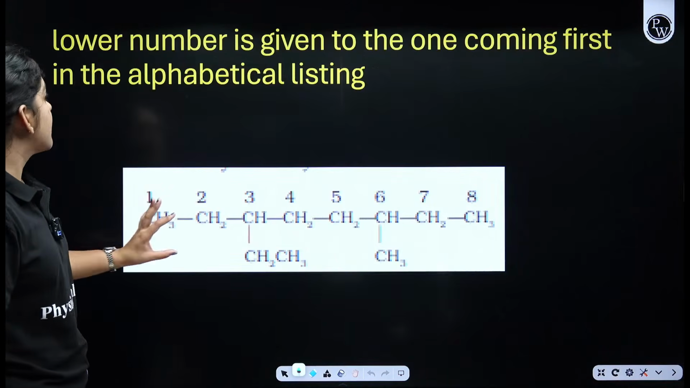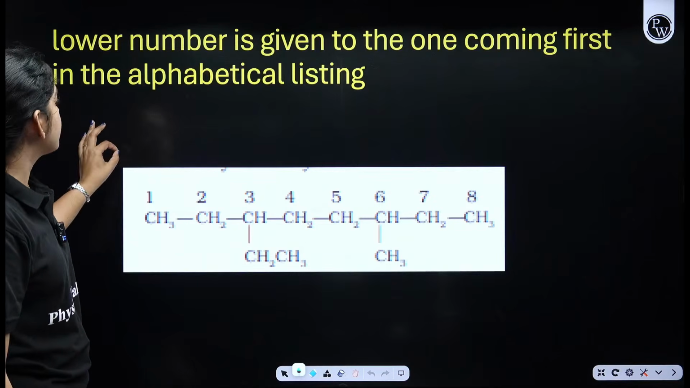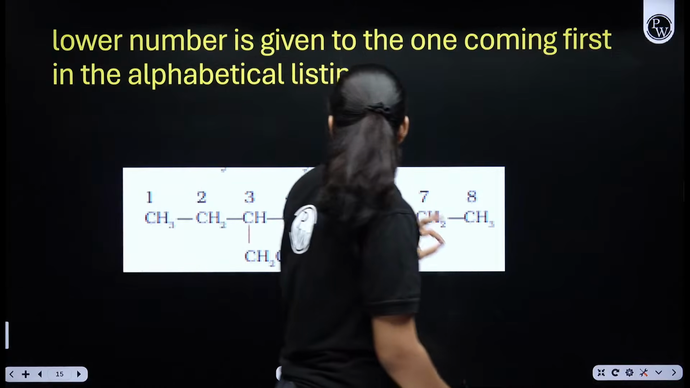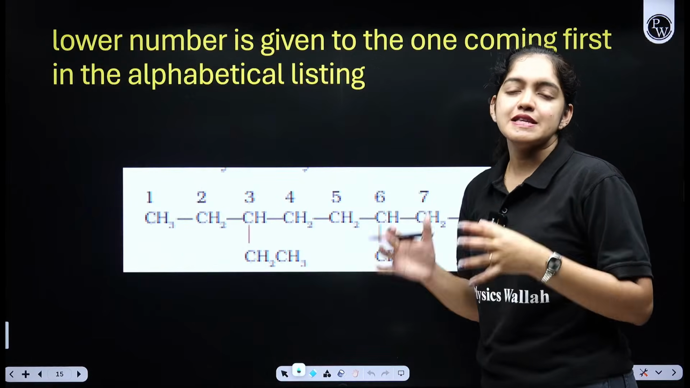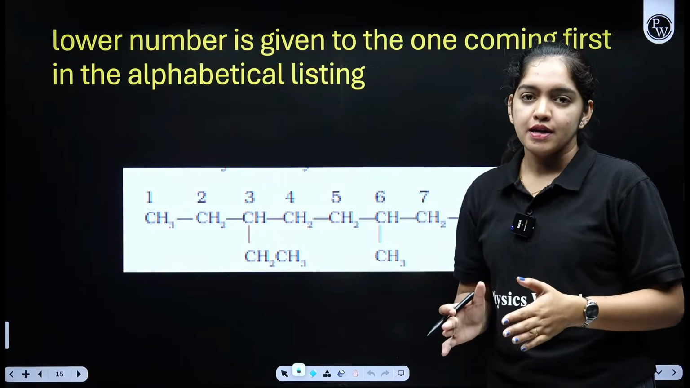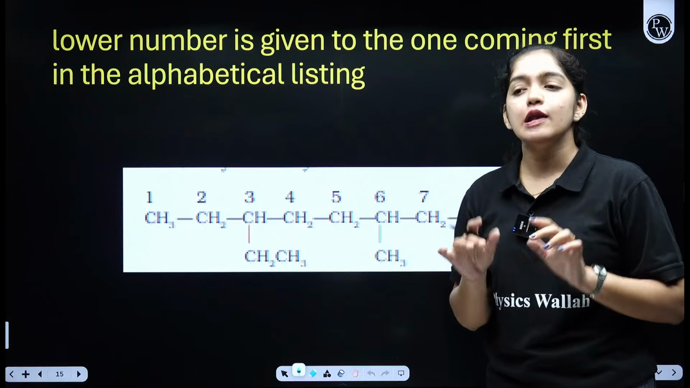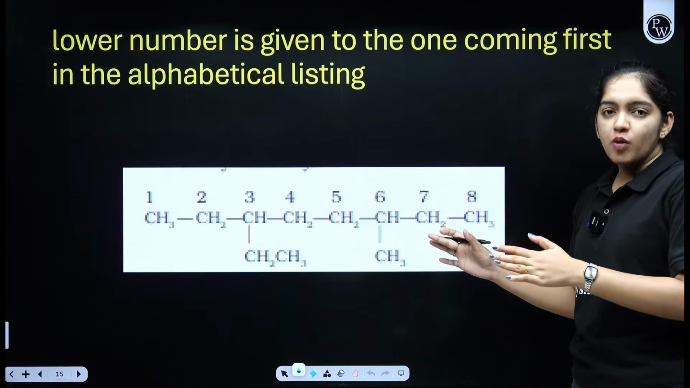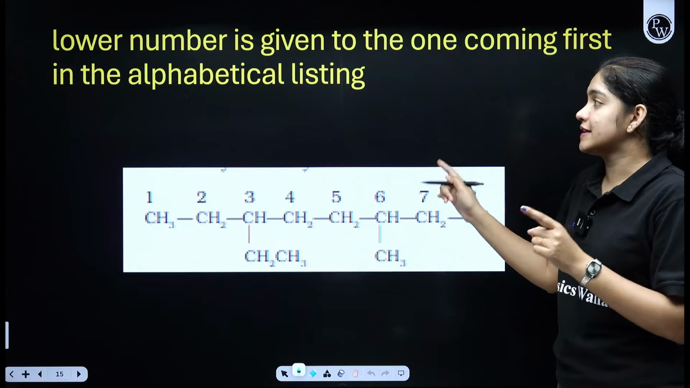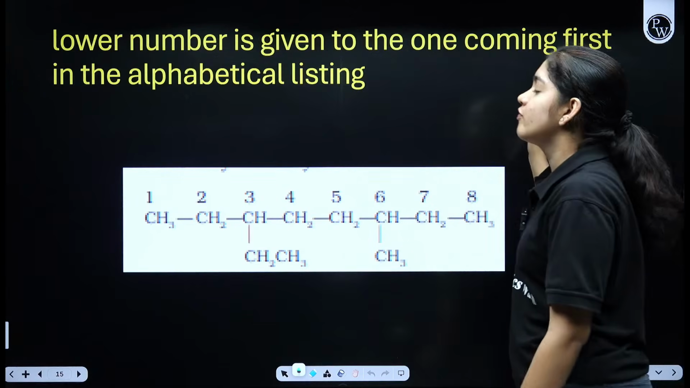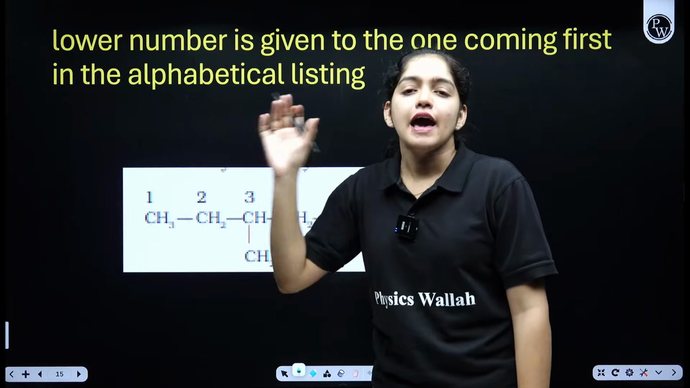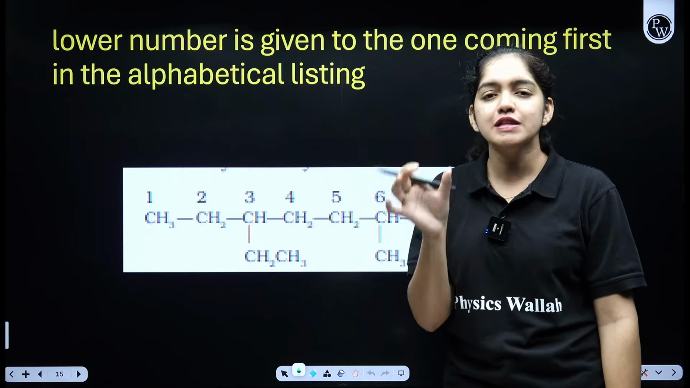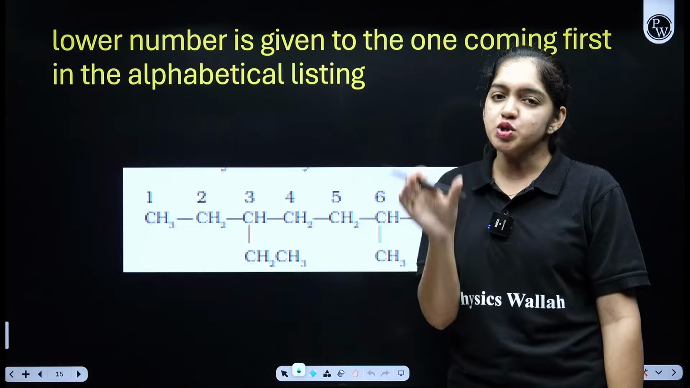One more rule is there. The lower number is given to the one coming first in the alphabetical list. The lower number should be given to the branch which has the first alphabet, like methyl and ethyl. Ethyl should get the lowest number. This is the last rule. We should take the branch and check the name of the branch. If the branch comes first alphabetically, it should get the lowest number.